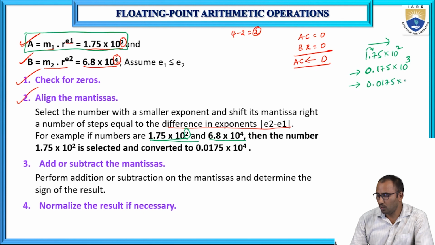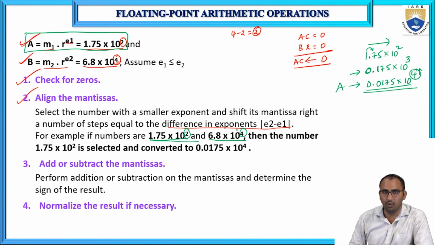0.0175 into 10 power 4. Because once again, if you perform the shift right operation, one more 0 will be added at the left side and the exponent value will be incremented by 1. So after performing the shift right operation by 2 positions, the A value will become this one. If you observe both the numbers now, the exponents of both numbers are the same, 10 power 4.